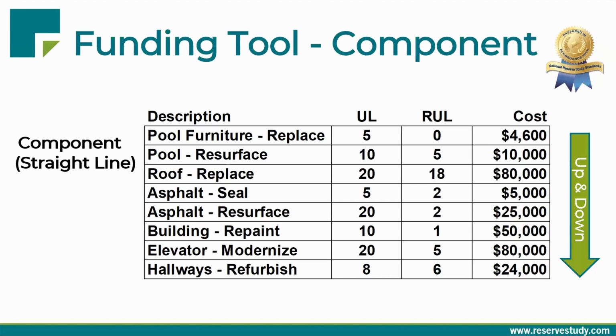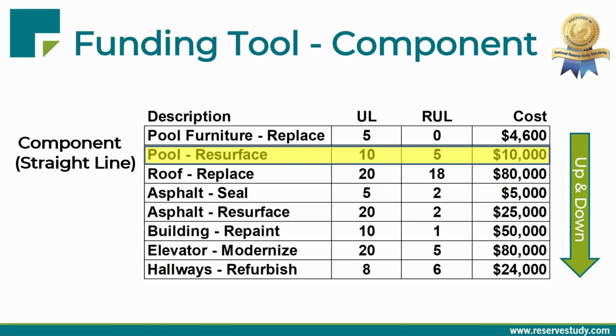This is also significant for individuals building their own reserve funding plans on a spreadsheet because the component method is very simple. Just do a calculation for each component one at a time and sum it up at the bottom of the list. So the component method is kind of an up and down way to calculate reserve funding requirements. Let me walk you through it. Let's take the second component from that list, pool resurfacing. It's a $10,000 project that needs to be done every 10 years.